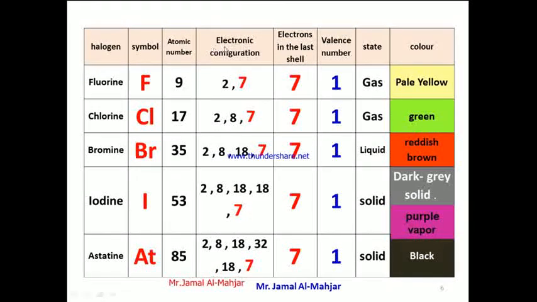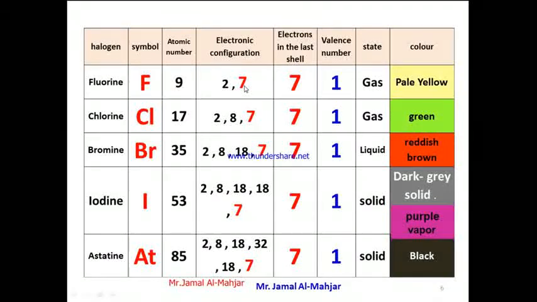The electronic configuration, what does it mean? It means how to distribute electrons in the shells, and how many shells the atoms have. Fluorine has two shells. In the first shell, we have to put 2 electrons, and the rest, to get 9, we put in the second shell. So this is 2, 7. In the first shell, 2 electrons. In the second shell, 7 electrons.